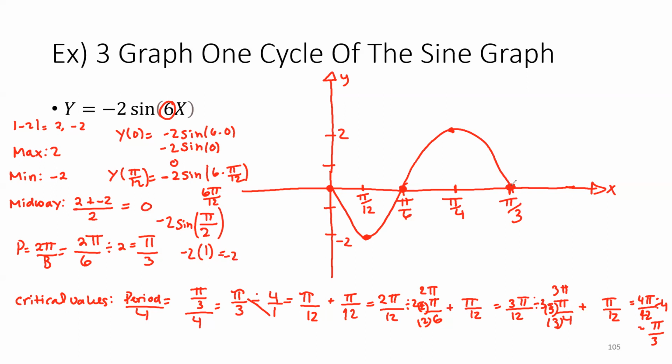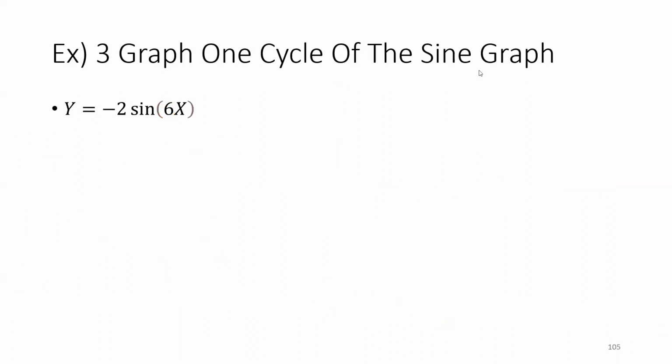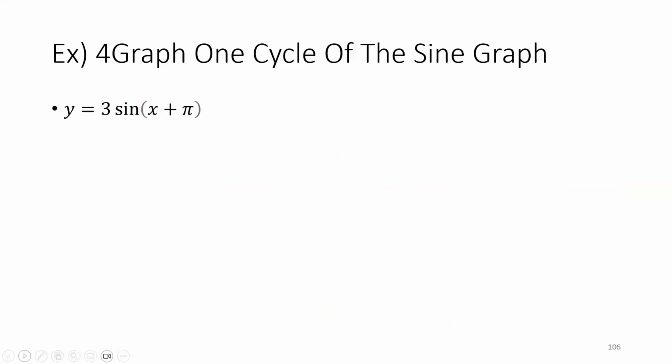Okay, let's move on. Okay, let's do example 4. We have y equals 3 sin of x plus pi. So this time we have a phase shift. So we haven't done it. We haven't done one with a phase shift, so we'll do one.